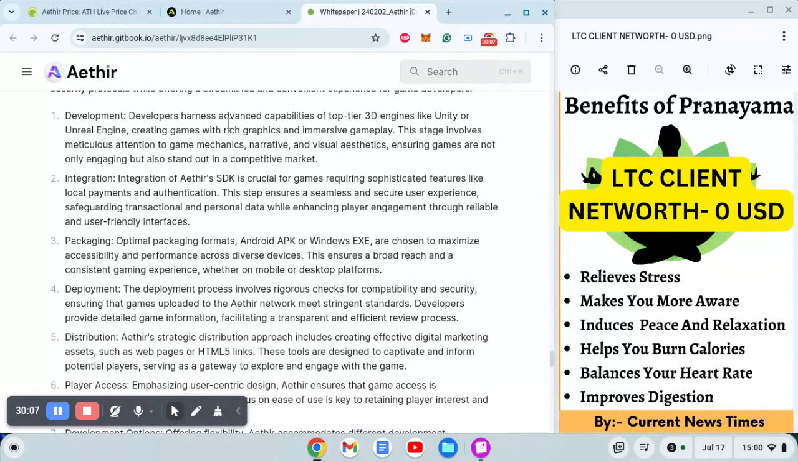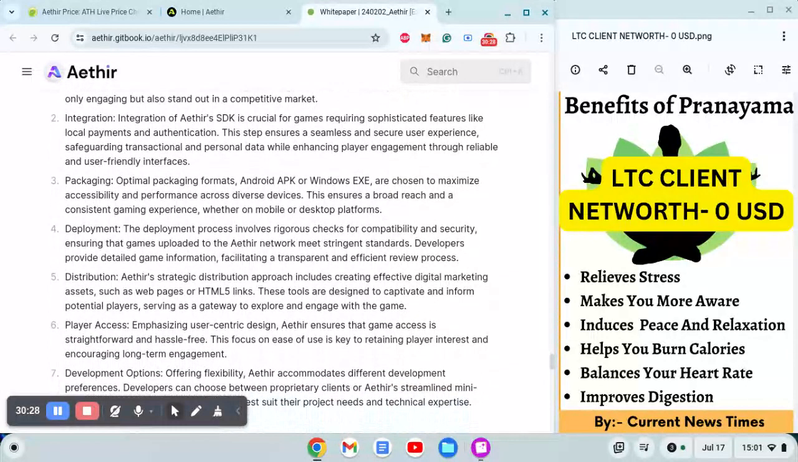Developers harness advanced capabilities of top tier 3D engines like Unity or Unreal Engine, creating games with rich graphics and immersive gameplay. This stage involves meticulous attention to game mechanics, narratives, and visual aesthetics, ensuring games are not only engaging but also stand out in a competitive market.